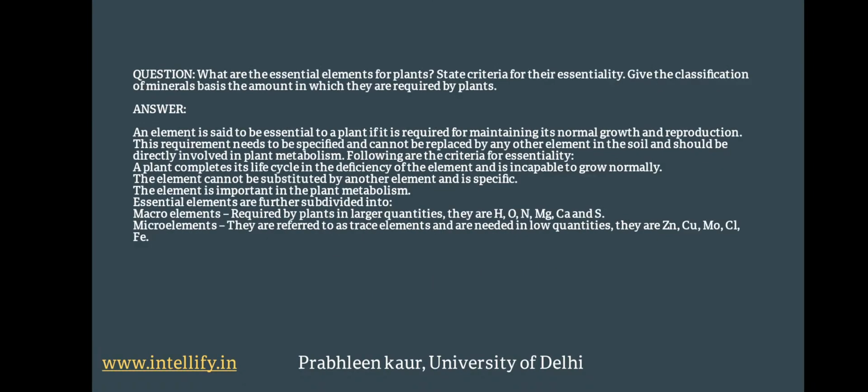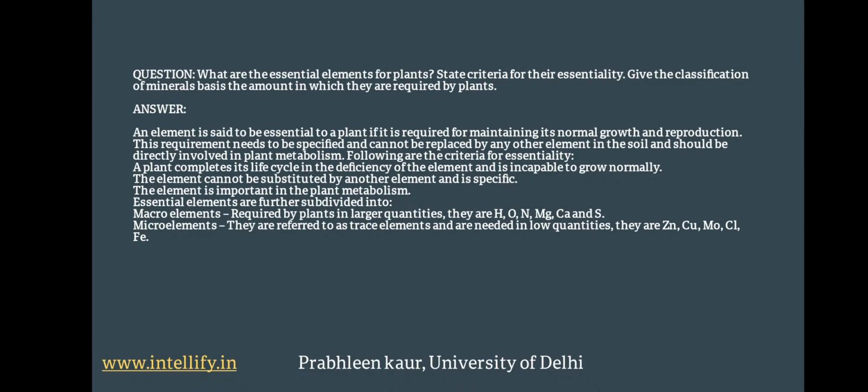What are the essential elements for plants? State criteria for this essentiality. Give the classification of minerals on the basis of the amount in which they are required by plants. An element is said to be essential to a plant if it is required for maintaining its normal growth and reproduction. These requirements need to be specialized and cannot be replaced by any other element in the soil, and the element should be directly involved in plant metabolism.